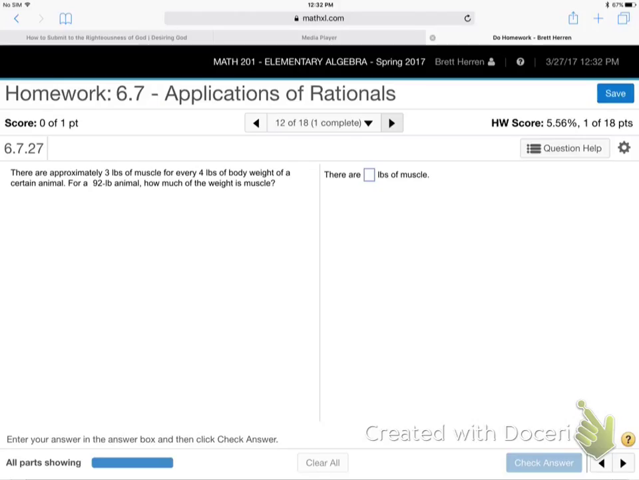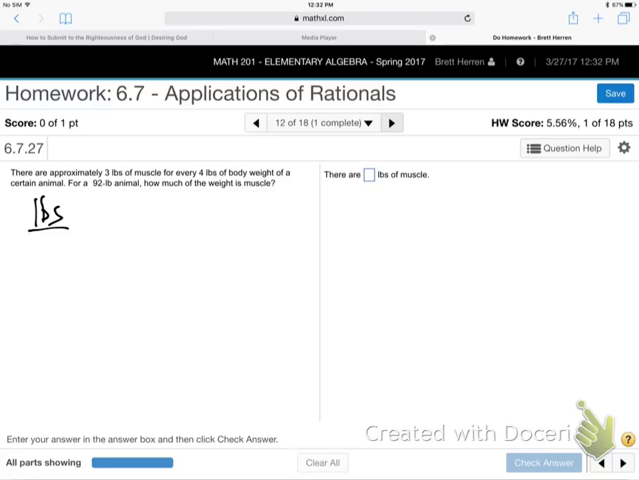So we did the hardest. We made it through the worst word problems in the course. There's approximately 3 pounds of muscle for every 4 pounds of body weight of a certain animal. For a 92-pound animal, how much of the weight is muscle? So what are we going to do? These are ratio problems. You can probably sense it even as you read it.